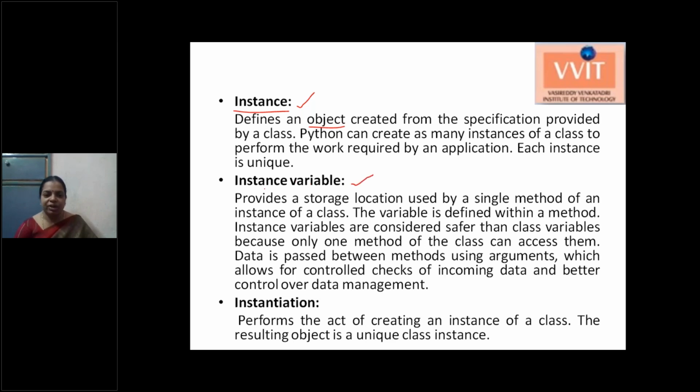We already saw that an instance variable is nothing but the variable which is defined within a method. Just remember that the variable which is defined within the method is the instance variable. Next, instantiation is nothing but creating the object. The line which is used to create the object, or the process of creating the instance of the class, is called instantiation.